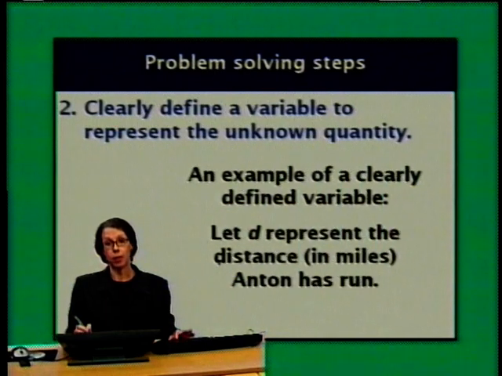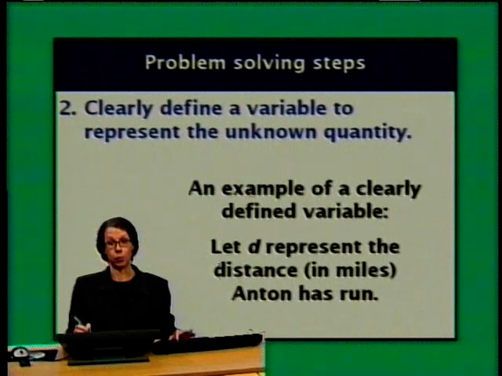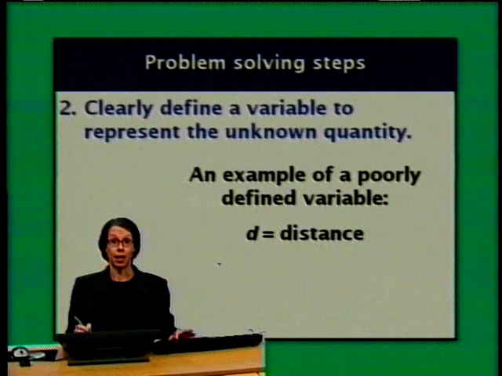So here's an example of a clearly defined variable. Let D represent the distance in miles Anton has run. We know exactly what D is. We also are including units in the variable definition. Here's kind of a lousy variable definition. D equals distance. There's just not enough information here for somebody else to go back and try to understand your problem solution.